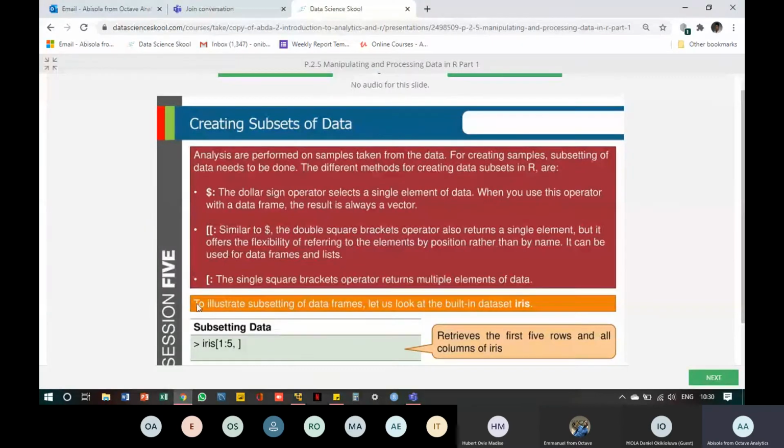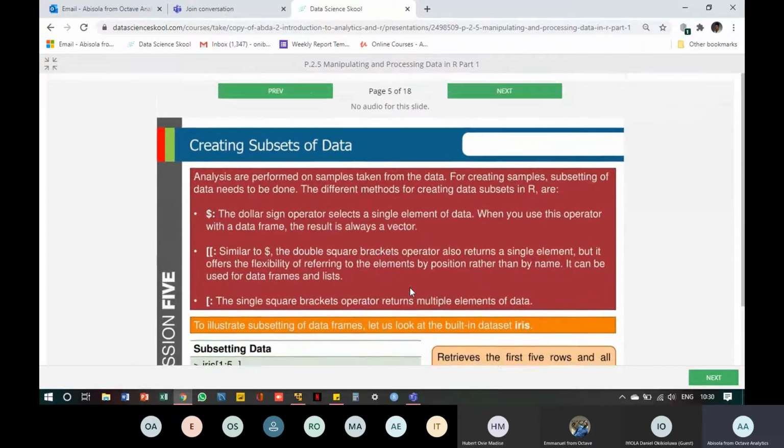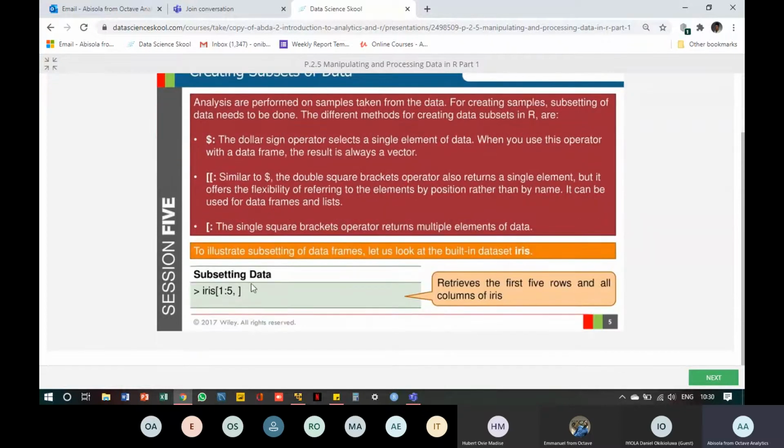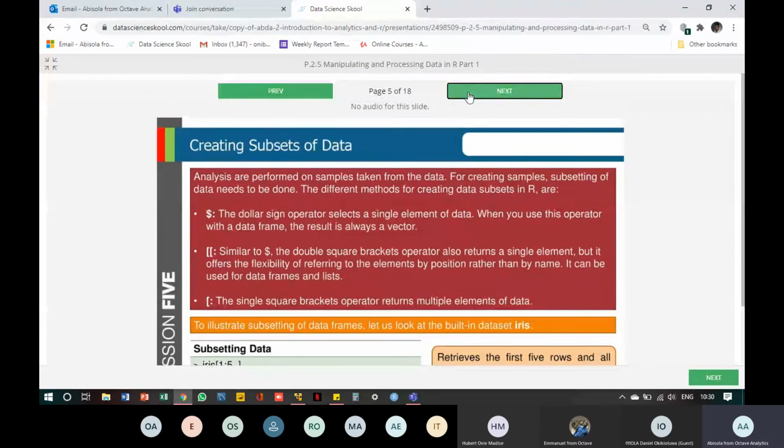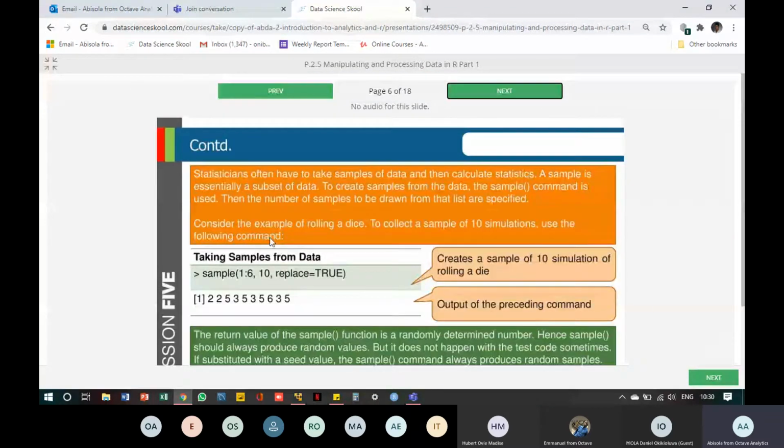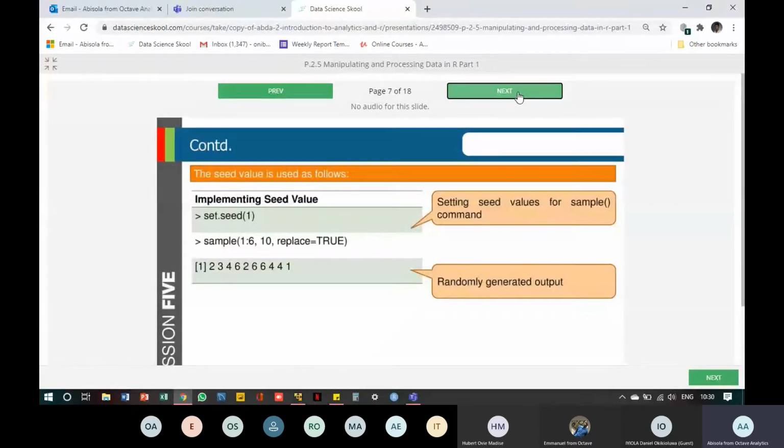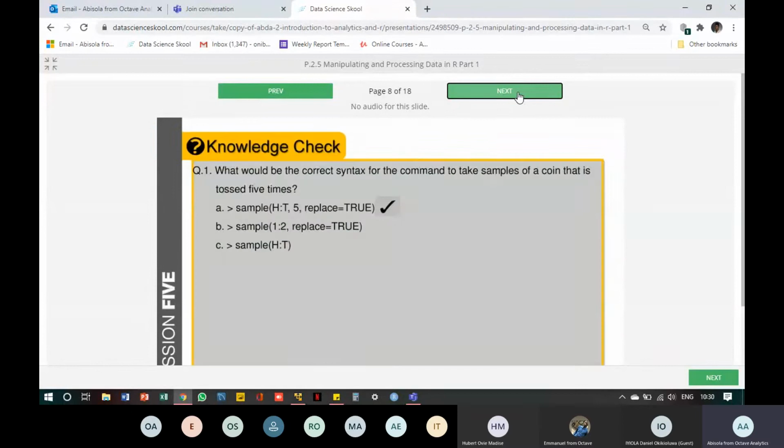If I do this now, you probably would not understand properly. So in our practical session, we'll be able to understand how to subset data using these different methods. So just move on. I don't want to waste too much time. There's also the sample function. You'll see it in our practice, and so on and so forth.